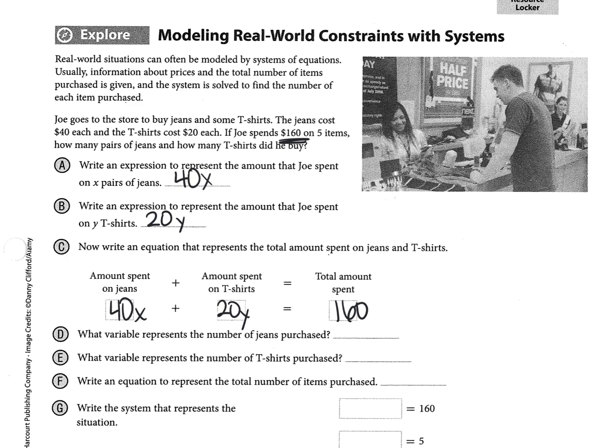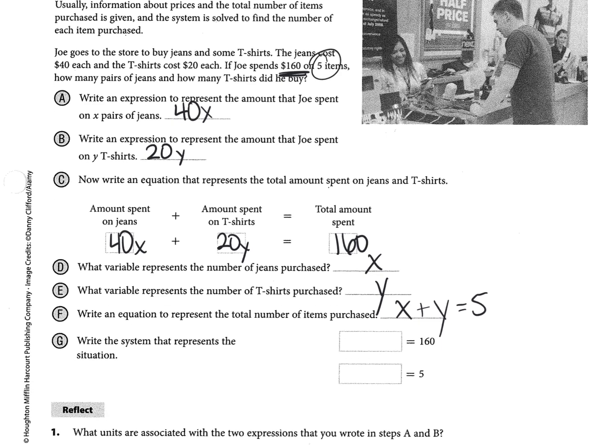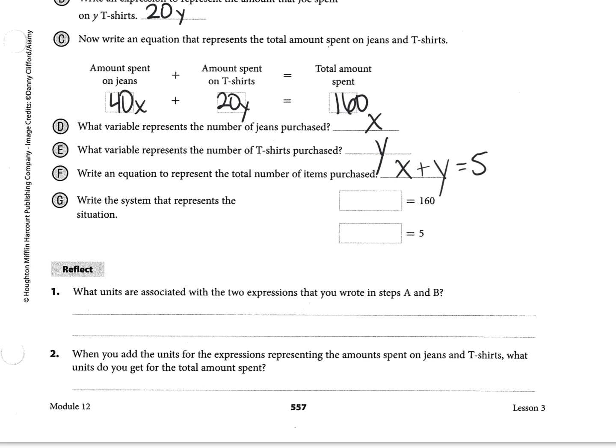What variable represents the number of jeans purchased? That would be X. What variable represents the number of t-shirts purchased? That would be Y. Write an equation to represent the total number of items purchased. Well, they purchased jeans and t-shirts and got a total of 5 items, which it tells us up here. Write a system that represents the situation. So we're going to use both of those equations and put them in a system.